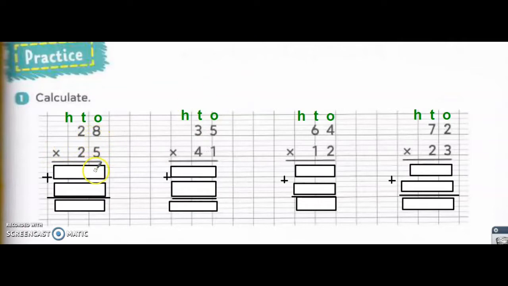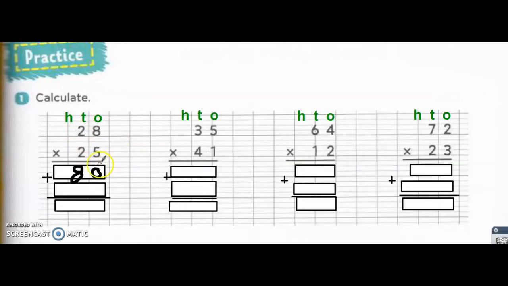5 times 8, which is 40. I write 0 and I carry 4 on my fingers. 2 times 2, 4, and I have 4, which is 8. Now the final answer, teacher, is 80. I multiplied the ones with the ones and I multiplied the tens with the tens. Is it correct? No, it's not.